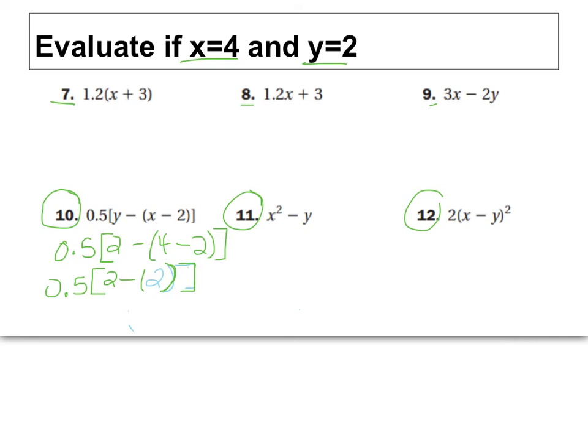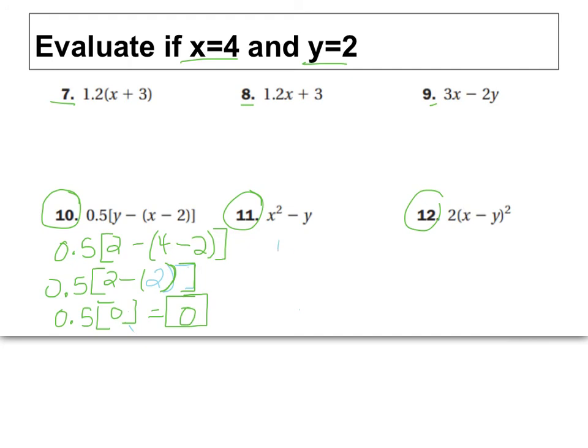Oh, this is going to be an easy one, guys. See if anyone can see what's going to happen. We've got 0.5 is multiplied to whatever 2 minus 2 is, which is 0. And anything times 0 is 0, so the answer to this guy is 0. Let me double check my work. Make sure I plugged in correctly. To plug in correctly, we got to make sure that the y is 2. Yep. 4 is x. Yep. Perfect. Let's try the next one.